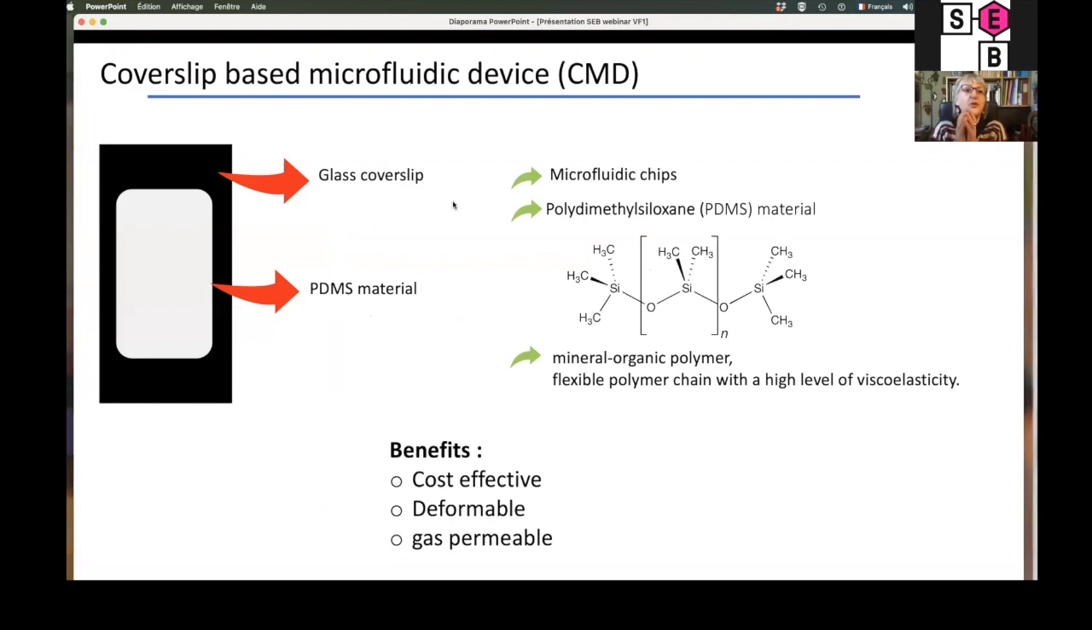So to address the question, we have developed, in collaboration with Atef Asnacios and Michael Rieckling in Strasbourg, a coverslip-based microfluidic device, which is based on PDMS material for microfluidic chips. It's made of polydimethylsiloxane, PDMS, which is a mineral-organic polymer with a flexible polymer chain with a high level of viscoelasticity. And of course, the benefits of this product: it's cost-effective, it's already known, and there are some previous studies that have used these devices to analyze plant growth. But also it's deformable, and importantly, it's gas permeable, which is very important to allow root growth nicely.